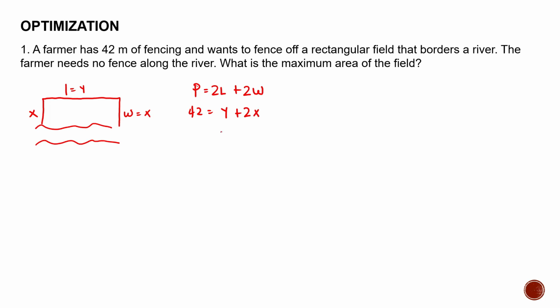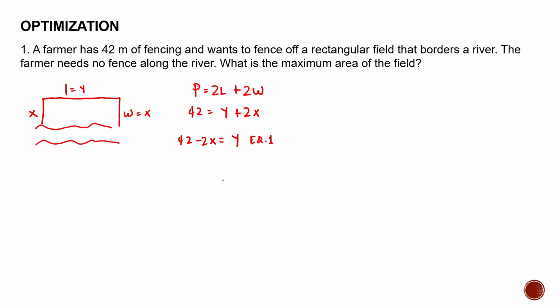Okay, so let's express this equation in terms of y. We will move this 2x to the left side, and when we do that, that 2x will become negative. So that's the subtraction property of equality. So that's our equation 1.